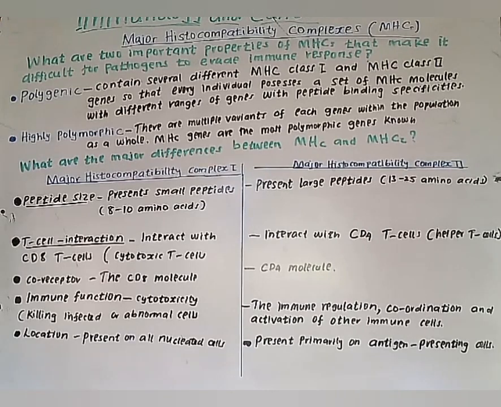Then under location, we can say that MHC1 is present on all nucleated cells, while MHC2 is present primarily on antigen-presenting cells.